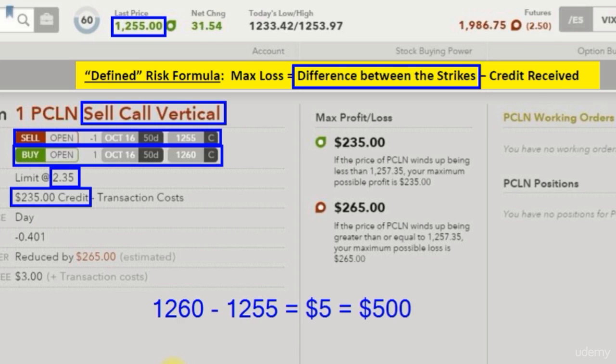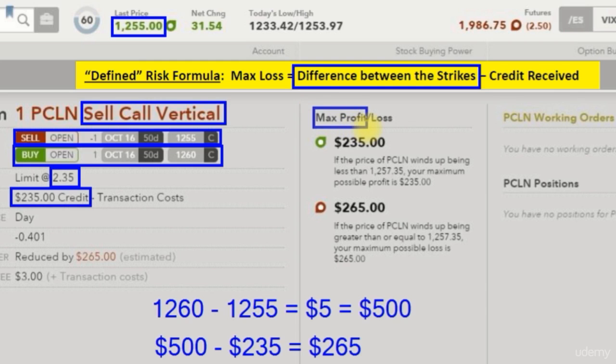So let's look again. Our max loss is going to be the difference in the strikes minus the credit received, which in this case is $235, which means our max loss is going to be $265. And if you look right here, you see it play out exactly as we've just broken it down.